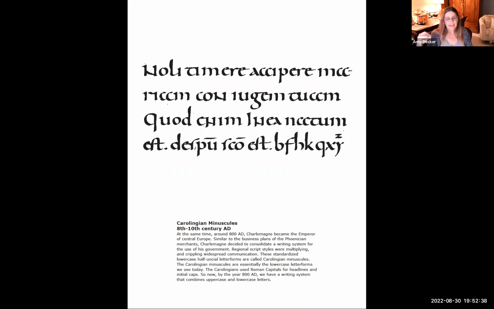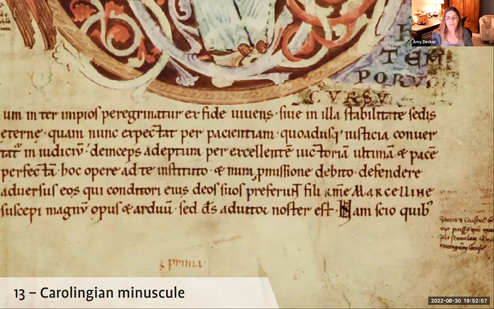So by 800 AD, we have a writing system that combines uppercase and lowercase letter forms, the same that we use today. And it was all because Charlemagne wanted to rule the world. Here's an example of the Carolingian minuscules in an illuminated manuscript.